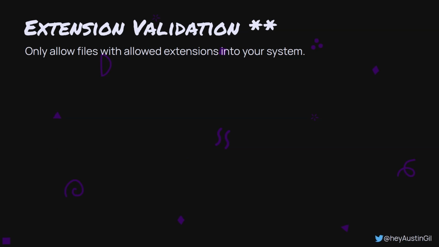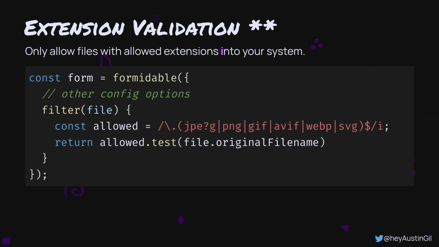Next, we want to do some extension validation, basically limiting the types of files that can be uploaded to your system using the extension. With Formidable, we have the option of providing a filter, which will filter out files before they even get written to the disk. And we can do something like this. If we had an application that should only deal with images, we want to filter out anything that's not an image. So here's a regex that accepts JPEGs, PNGs, GIFs, AVIFs, whatever, and basically tests the original file name for that.